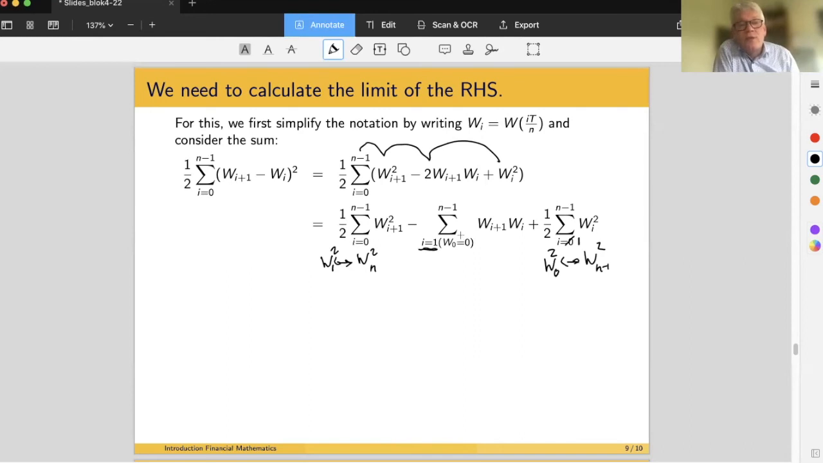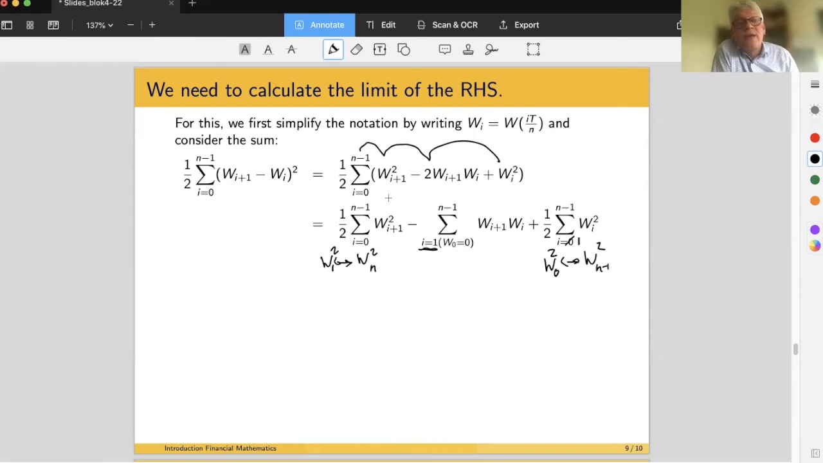Now, in fact, if we look carefully, we have a sum from 0 to n minus 1. When i is 0, we have W_1 squared. And when i is equal to n minus 1, we have W_n squared. So here we are dealing with W_1 up to W_n squared. Here, if we look carefully, we know W_0 is equal to 0, right?